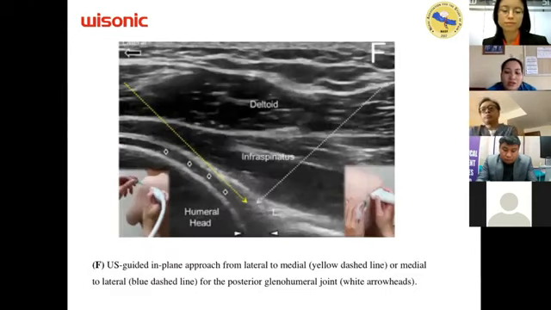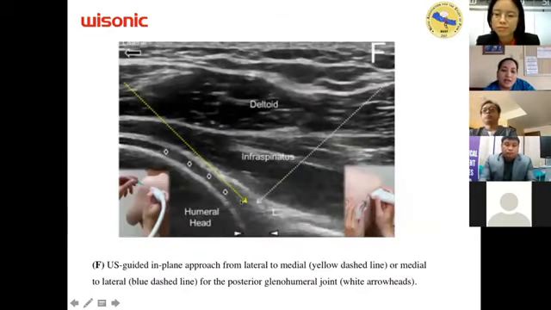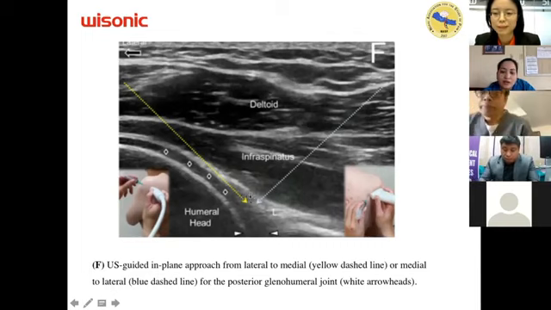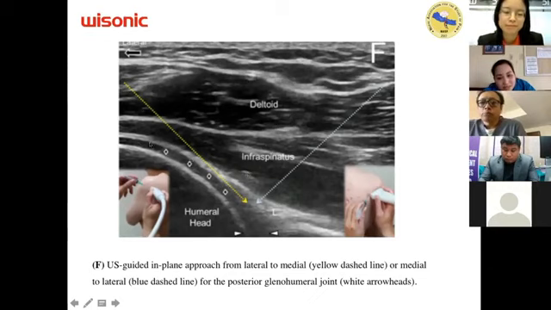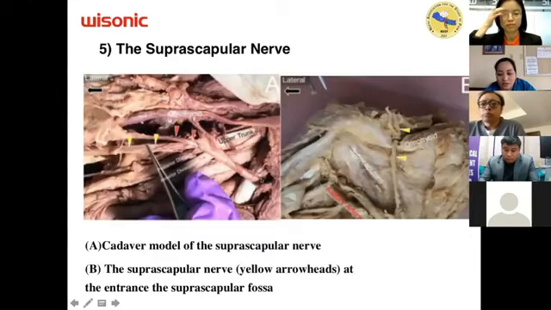So this is a picture showing the ultrasound-guided in-plane approach from lateral to medial to the posterior glenohumeral joint. You can do it either from lateral to medial or from medial to lateral, depending on the patient's anatomy and your orientation. This is the hyaline cartilage covering the head of the humerus. This is the labrum, this is the glenoid cavity. You should inject inside the capsule. When you inject your drug, this capsule will be distended, but there should be no spillage of the drug into the infraspinatus muscle. You can also see the capsule distending over here above the hyaline cartilage, but it should not come out of the capsule.